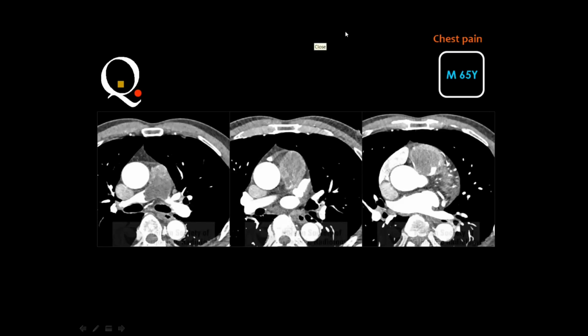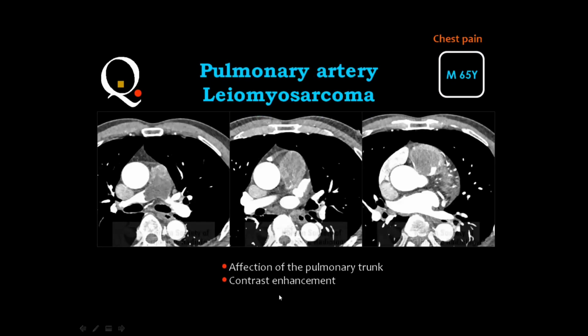Yes, pulmonary embolism. Okay. And I said this is not pulmonary embolism because of these two possibilities. Number one, affection of the pulmonary trunk. The affection of the pulmonary trunk is not seen in pulmonary embolism.